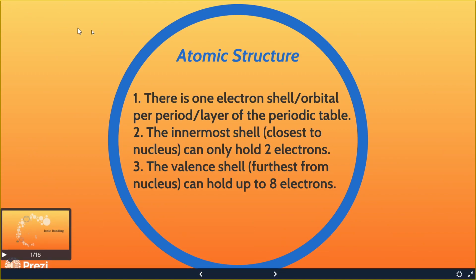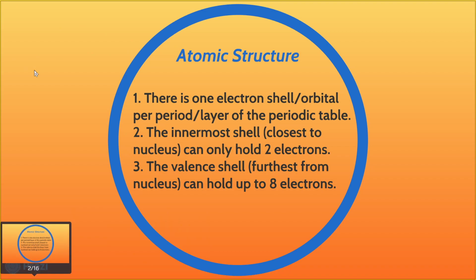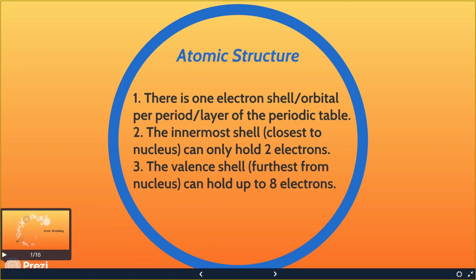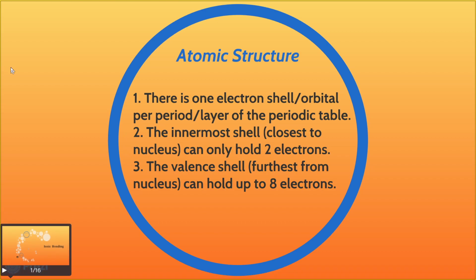In ionic bonding, we need to keep in mind a couple of things about the atomic structure. The first thing is that there's only one orbital per period. That outside orbital is going to be our valence shell, and that's going to be the most important one for ionic bonding, because that valence shell, or outer shell of electrons, is going to determine the properties and how these different things bond.